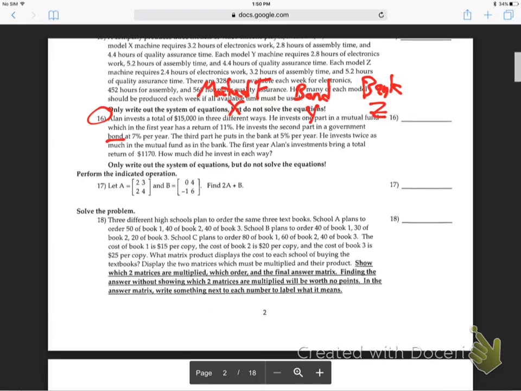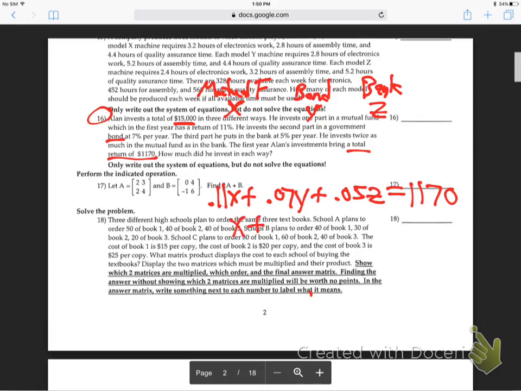It's 11%. So this is going to be 0.11 for this kind, X, and it's going to be 7% for the Y, it says. I'm writing over the top of it there. Maybe I should move that down. X, Y, Z. So it's going to be 0.11X plus 0.07Y plus 0.05Z equals what? Total return 1170. What do you do with this 15,000? Yeah, that's the X plus Y plus Z is 15,000.